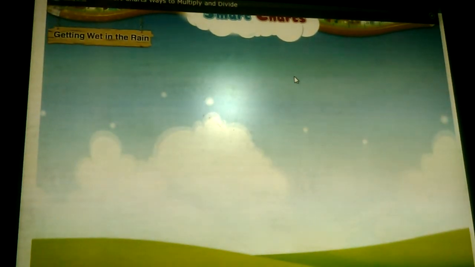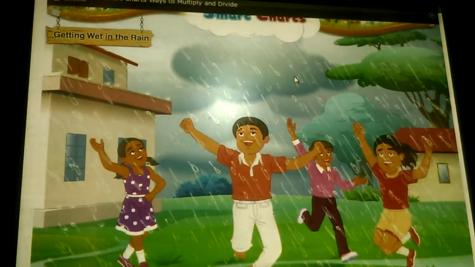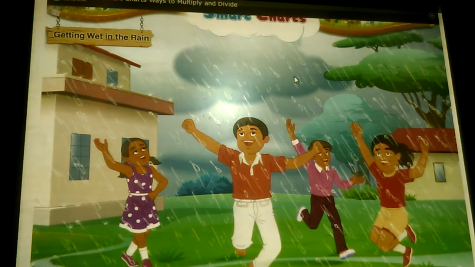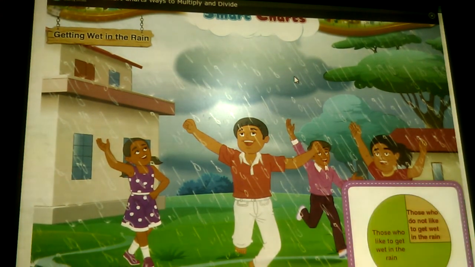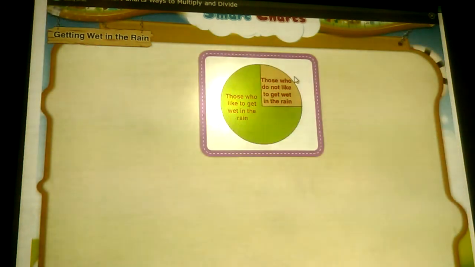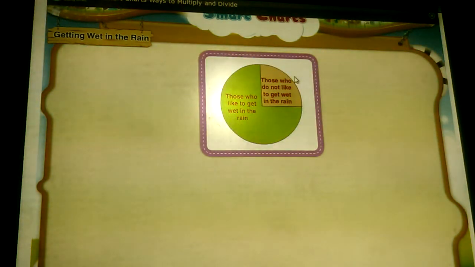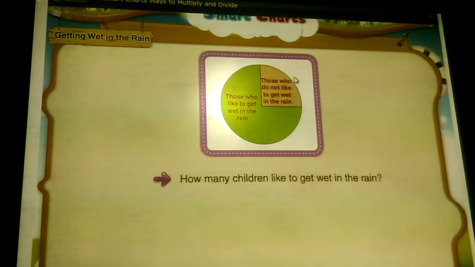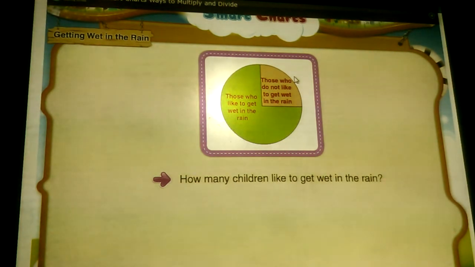Getting wet in the rain. Who likes to get wet in the rain? A child made this chapati chart after asking his friends. The children who like to get wet in the rain and those who do not like to get wet in the rain are shown in this chart here. See the chapati chart and tell: How many children like to get wet in the rain?